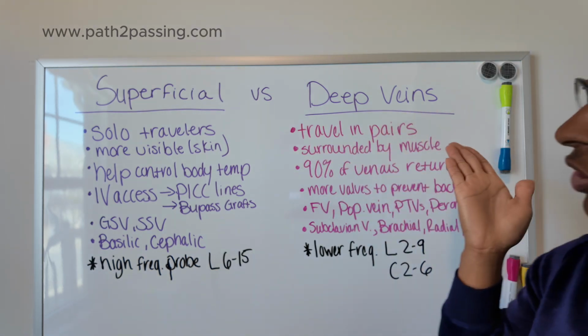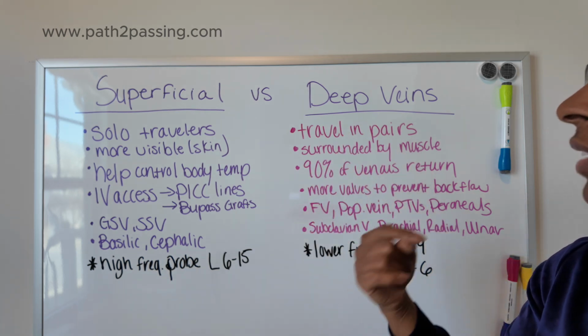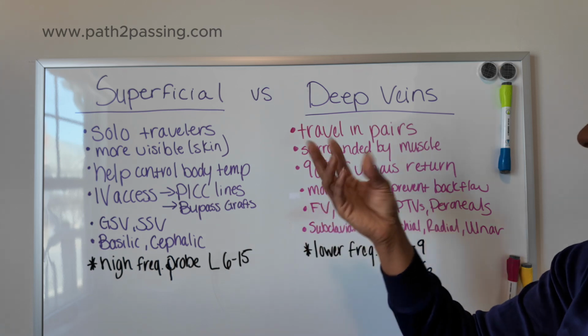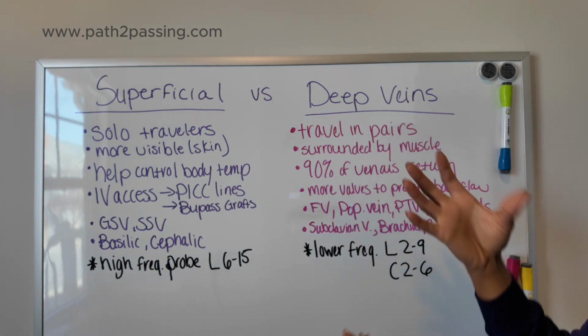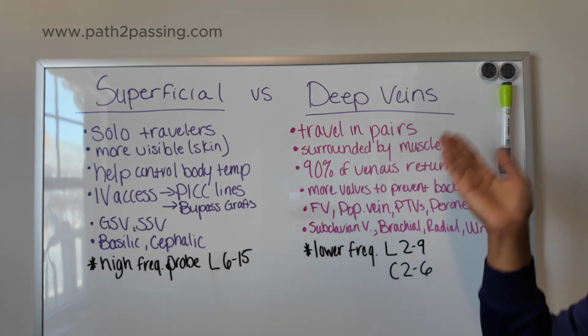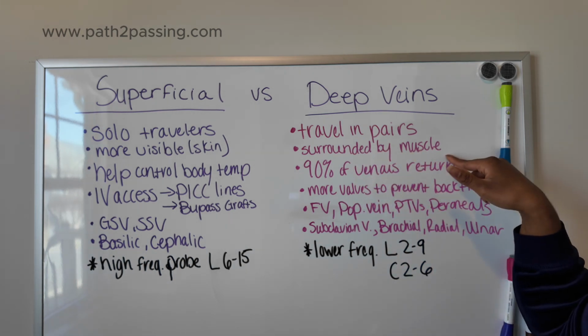So your deep veins travel in pairs. They don't travel solo. So usually you're going to have an artery with a vein. So your femoral vein and your femoral artery, those are a paired set of a vein and artery that are deep. They are surrounded by muscle. They're a little bit more important than the superficial veins, honestly. If something happens to a deep vein, you're in big trouble. So they're surrounded by muscle.